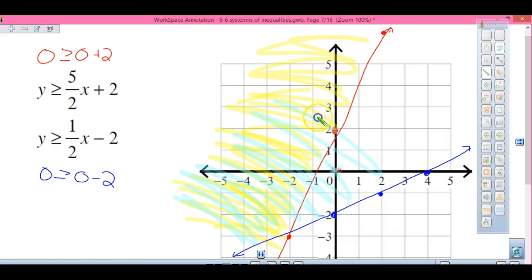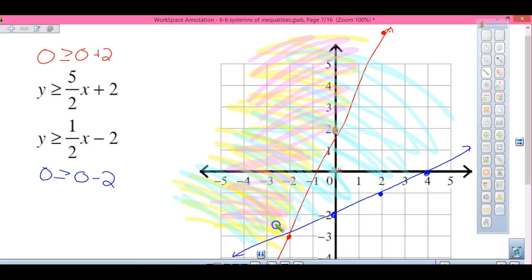So from my blue line, I'm shading this way. My solution is where they overlap. So where they overlap is right here, right? Where you see both colors. That needs to get shaded in darker. That's why you have to do those two really light, because your solution is going to get shaded darker so that I can tell where your solution is.